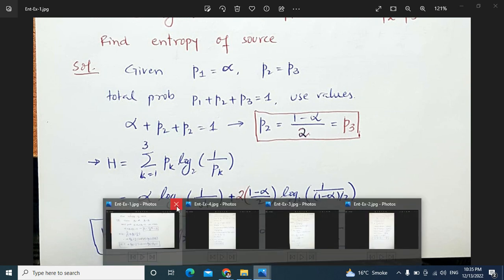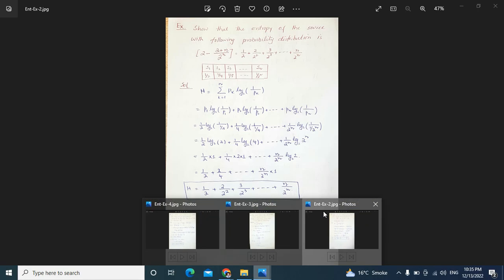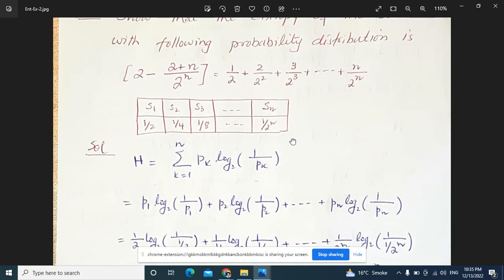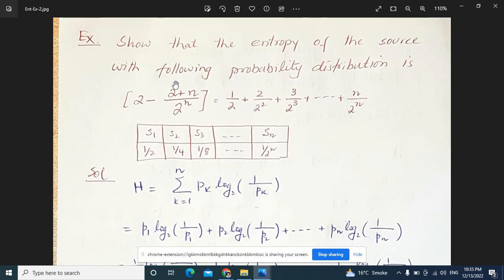So let's do one more example so that we can better understand entropy. Show that the entropy of this source with the following probability distribution is 2 minus (2 plus n) divided by 2 raised to the power n. The probability of symbol 1 is 1 by 2, the probability of symbol 2 is 1 by 4, the probability of symbol 3 is 1 by 8, and so on. The probability of symbol n is 1 by 2 to the power n. We need to prove this.